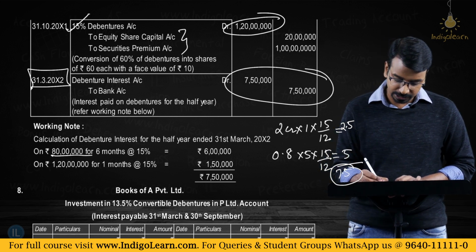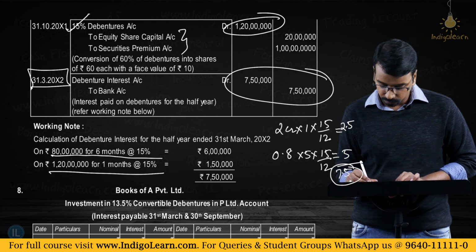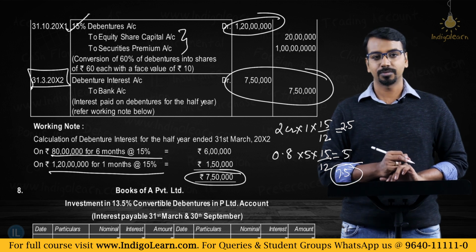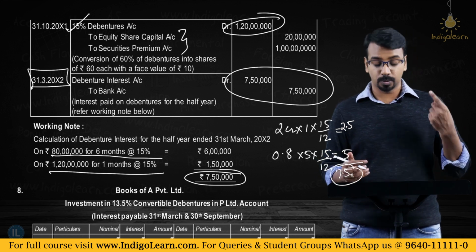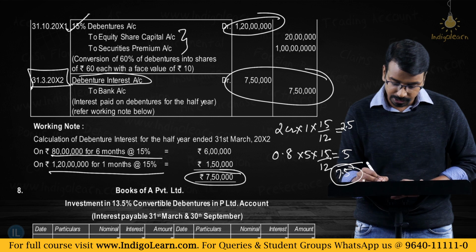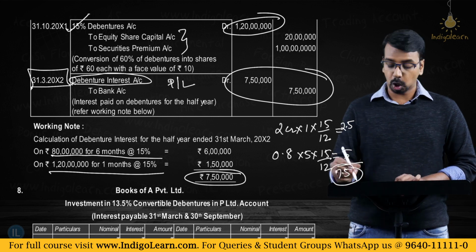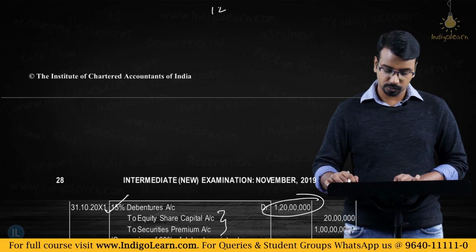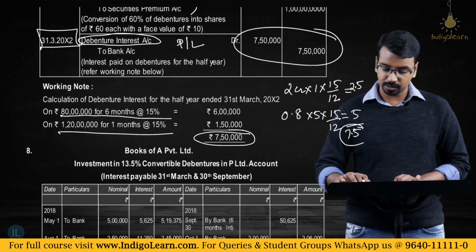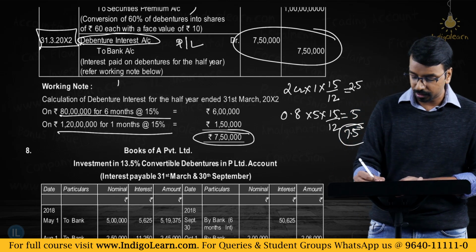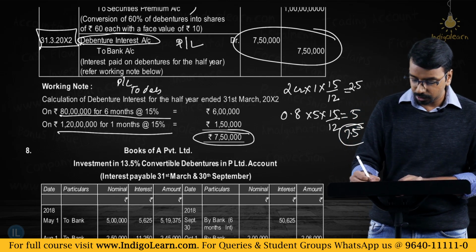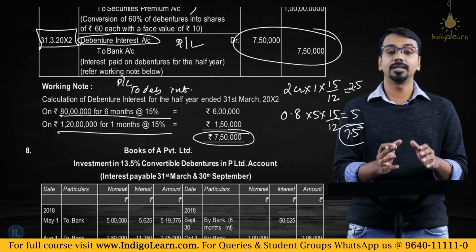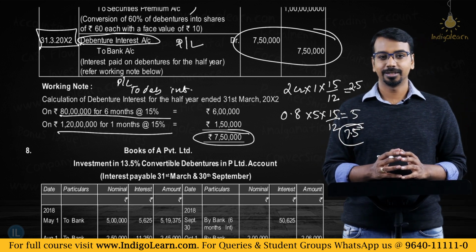Alternatively, you can assume 80 was outstanding for the entire 6 months and 120 was outstanding only for 1 month. Even in that case, you can get 7,50,000, right? Now, apart from this, another entry has to be passed, which is transferring this debenture interest account to P&L, not only this 7,50,000, but also this 10 lakhs. So there is one additional entry which is missed out in your RTP. You have to debit P&L to debenture interest. Okay, so this is how you will pass the necessary journal entries.